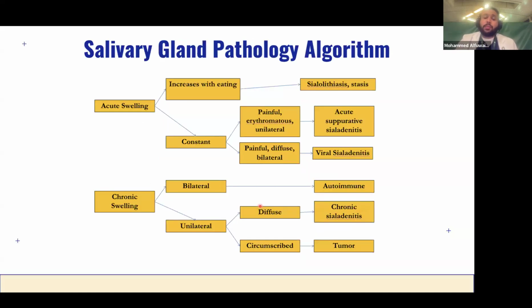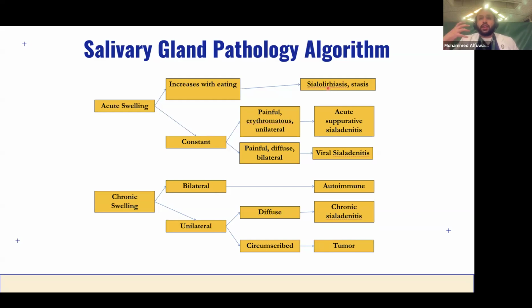Now, for salivary gland pathology, and this could affect any salivary gland, I want you to remember this type of algorithm, and I'll explain some terms. Firstly, if I say sialolithiasis, this means there's a stone obstructing the duct of the gland. This is a common theme. If you have a stone, we call it lithiasis. Sialo is for the salivary glands. Sialolithiasis: a stone obstructing the duct of the gland.